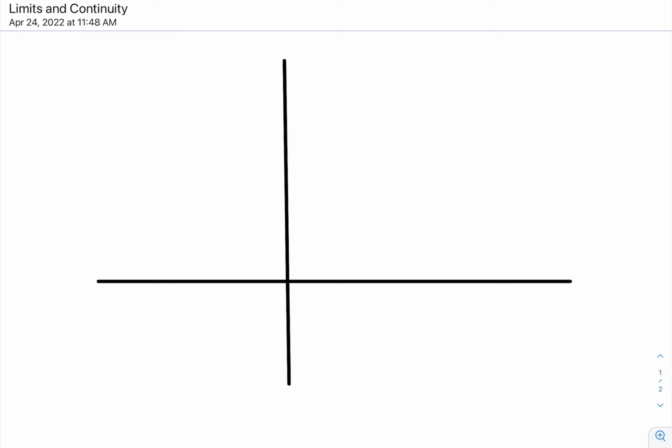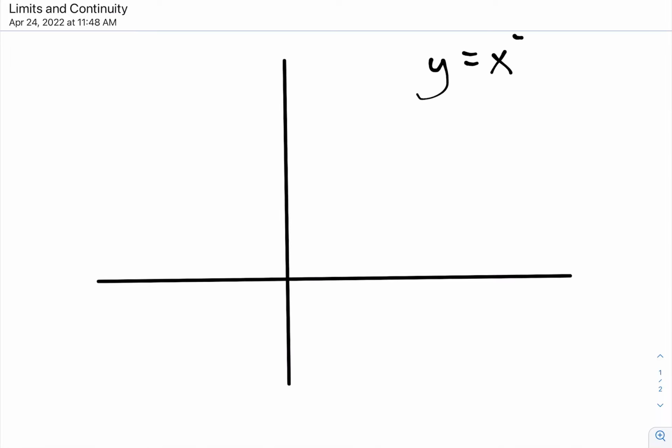So today I'll be talking about limits and continuity. Let's take a polynomial, for example. Let's say we're graphing on a set of axes like this. Okay, let's say we had the function y equals x cubed. So that's going to look something like this.